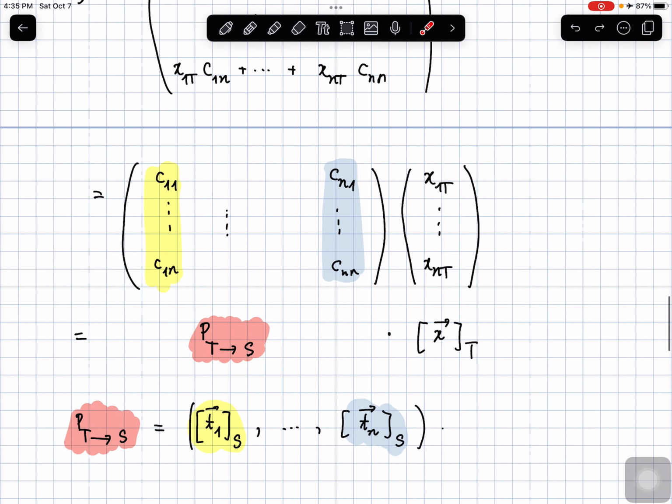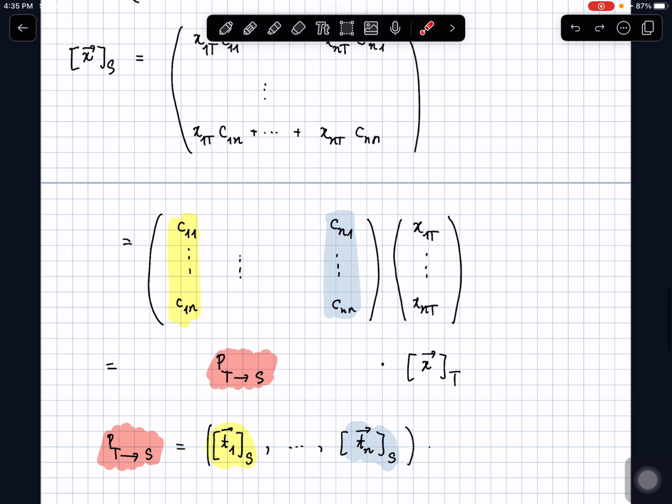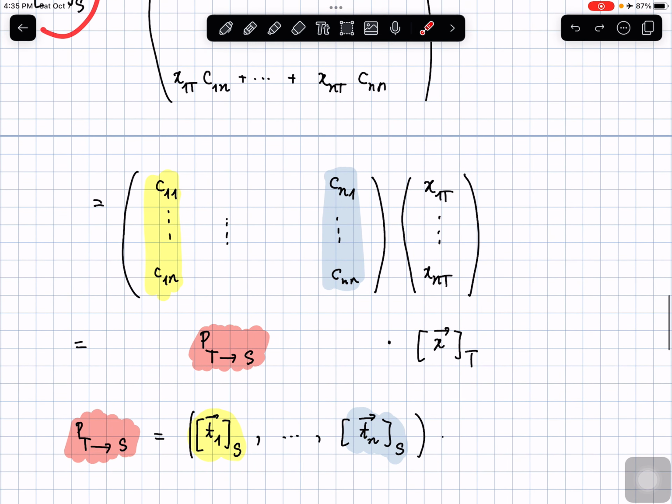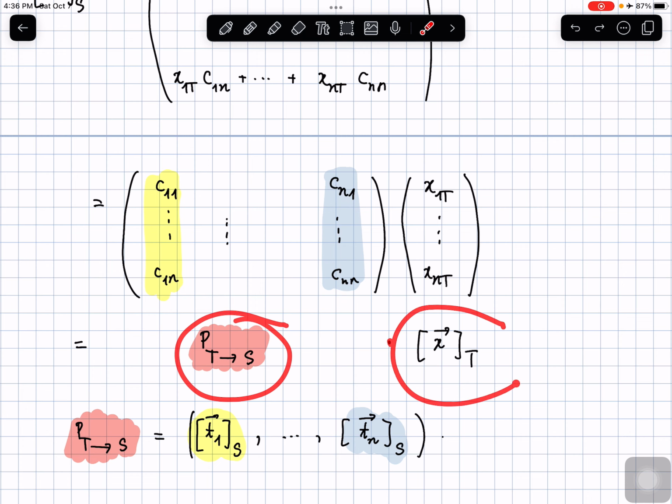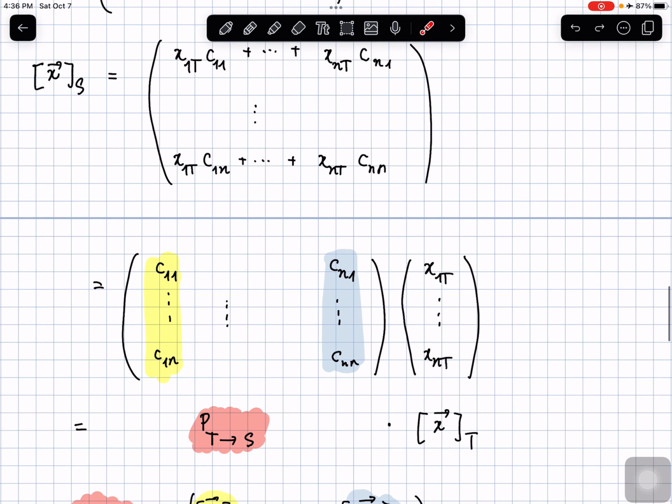So what does that mean? Suppose now we don't know the coordinates of x in terms of S, but we know the transition matrix, for example, and we know the coordinate of x with respect to T. We know how to go from T to S by this transition matrix, and we take this matrix and multiply it by this coordinate, which is a column vector. We will have the coordinate of x in terms of the new basis. We know the coordinate of x in terms of T, we know how to go from T to S, we take the multiplication, and we get the coordinate of x in terms of the basis S.